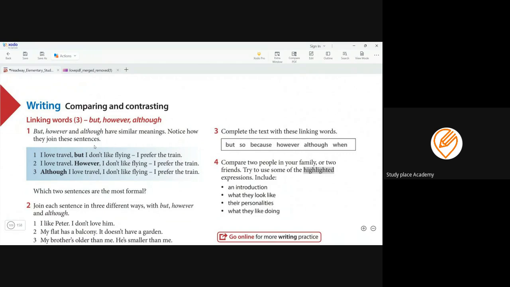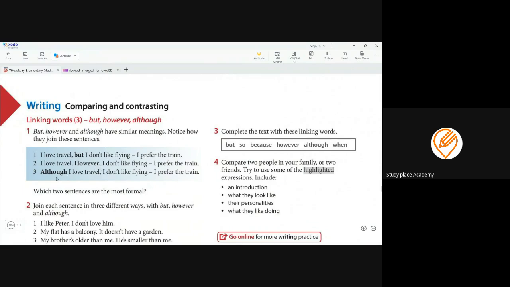But each one we use in a different way. So with but, we have the first sentence, then a comma, and then but. However, we use it after the sentence and a period, and then we use however with a capital letter H and then a comma after however.